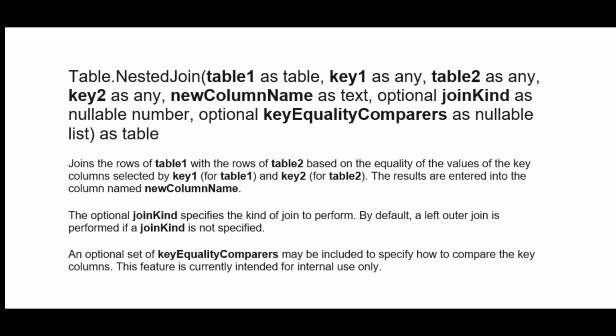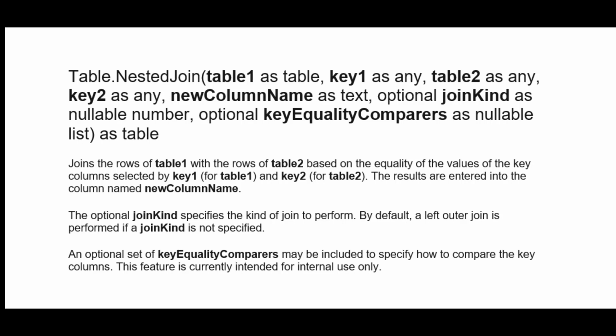So if I look at the syntax for a nested join, I can see that I've got table 1, which would be the charges, the key, which would be ID, table 2, which would be descriptions, and the key again being ID. Creates a new column name, allows me a particular join. And as you can see here, we've got the details. We're joining the rows of table 1 charges with the rows of table 2 description, etc.